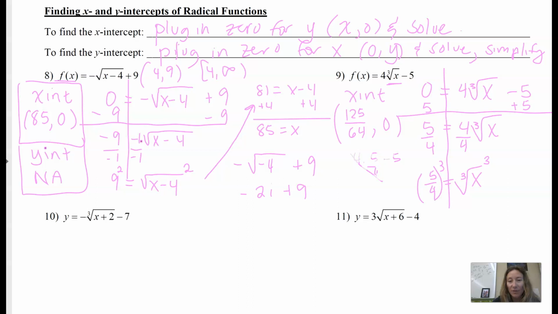Finally, I'll do the y-intercept. So the y-intercept is almost mental math, right? For the y-intercept, we're going to plug in 0 for x. So I've got 0 for x, and so that's going to be 4 times the cube root of 0, which is 0. So 4 times 0 minus 5. 4 times 0, that's 0. So I get the answer, negative 5, as my y-intercept. Wonderful. We've got 2 more to look at.